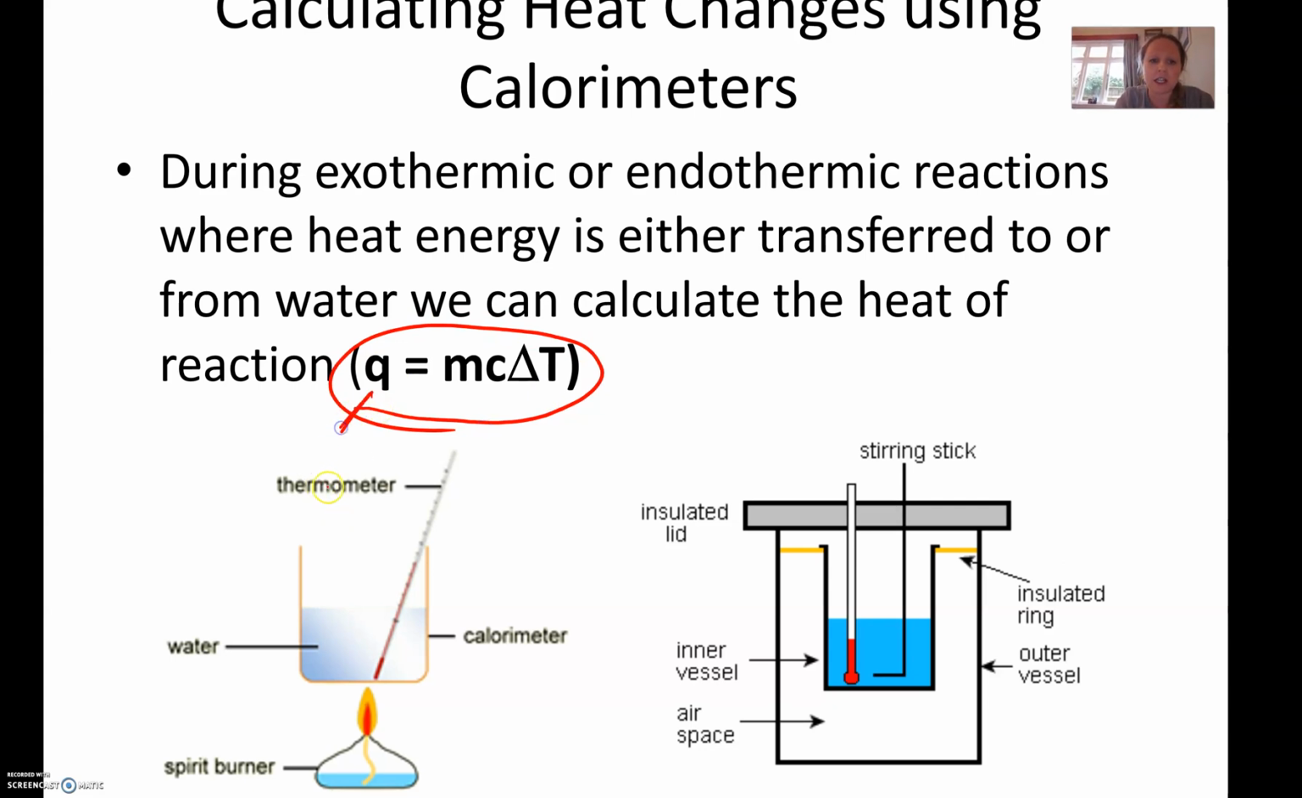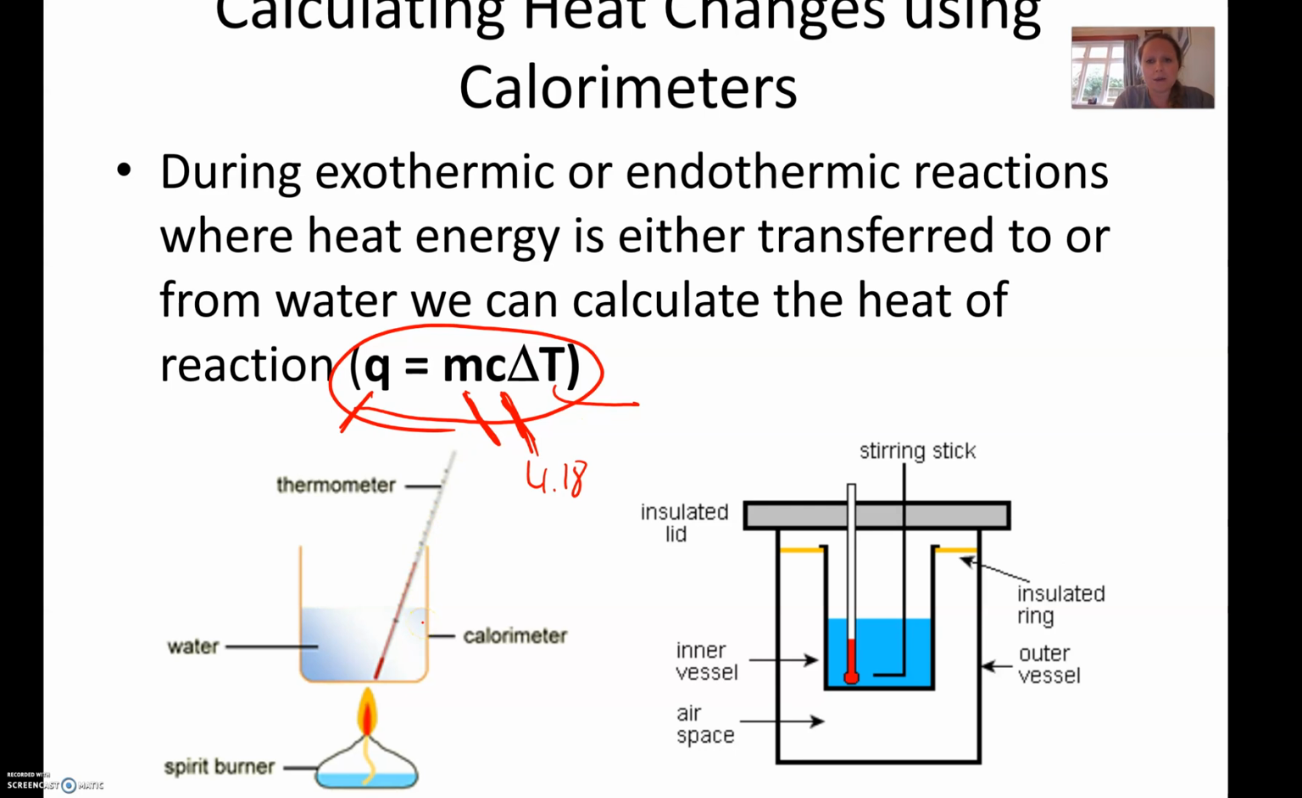So Q is actually energy, M is the mass of water, C is the specific heat capacity of water, and what that means is how much energy is required to heat 1 gram of water by 1 degree, and that's actually a constant, so it's 4.18, okay, and this is change in temperature.